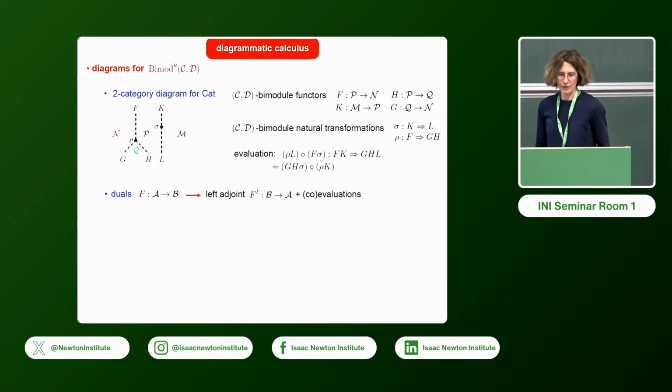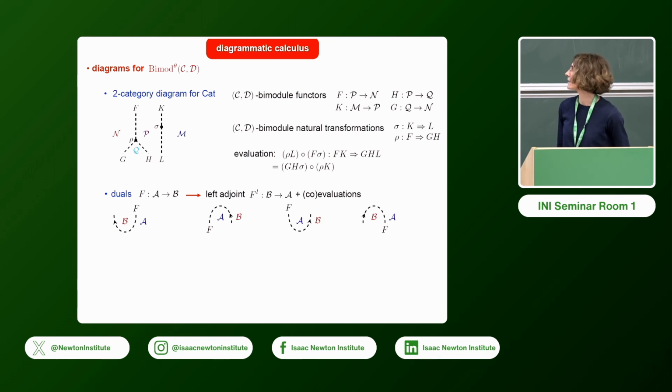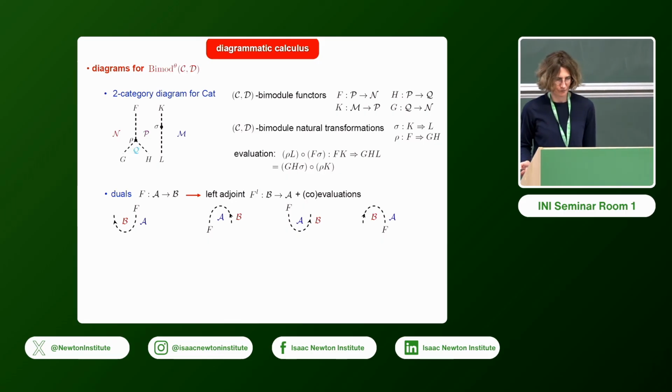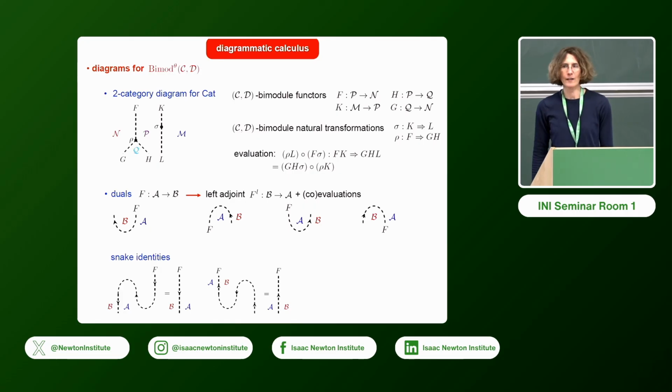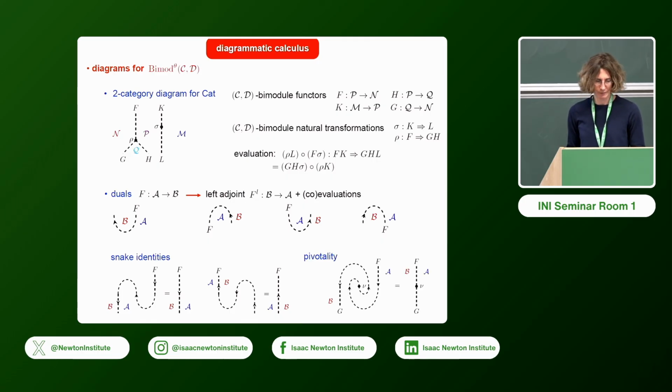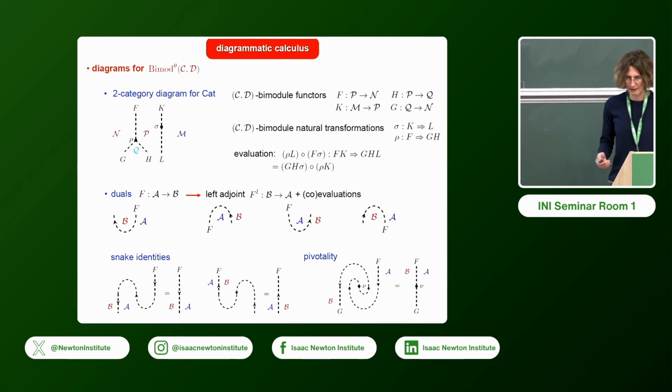So the duals are just the left adjoint, which is also right adjoint, and the co-evaluations are depicted in the usual way as maxima and minima. The only difference is that here we have labels to the left and the right of the line. And they also satisfy the usual snake identities, so that's just the defining identities of the adjunction. So that's the first level of diagram that has just the bimodule functors and the bimodule natural transformations and the bimodule categories. Pivotality I've forgotten. The fact that it's pivotal is also depicted by the usual picture.